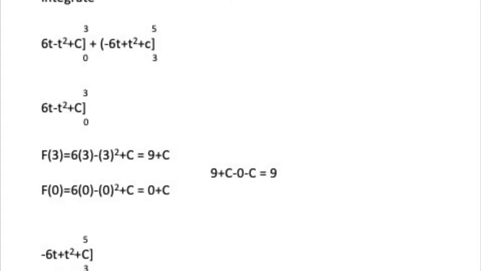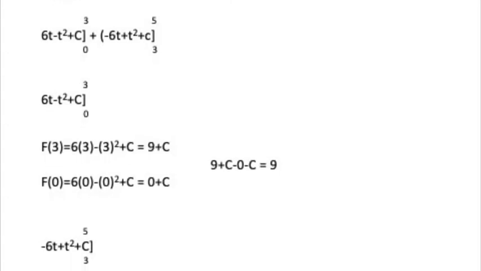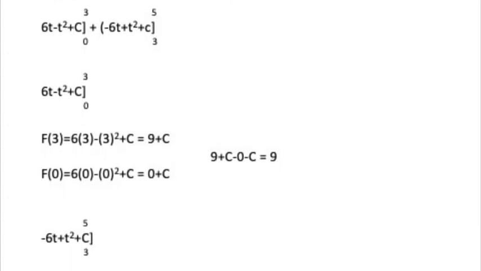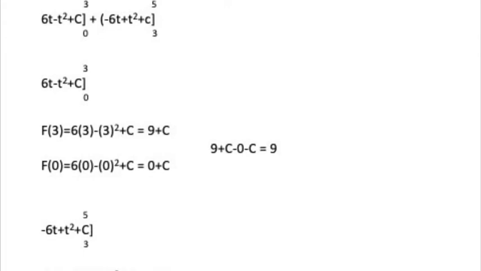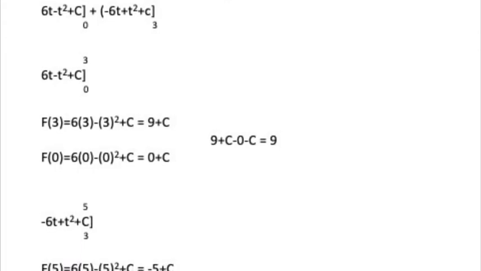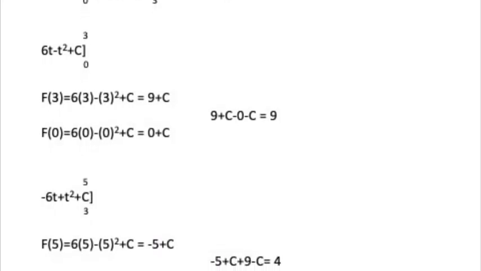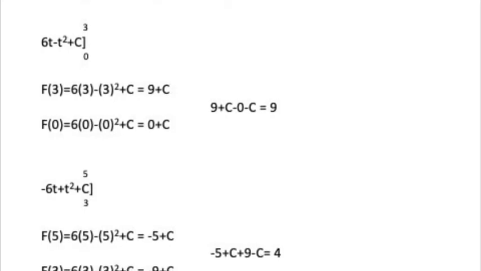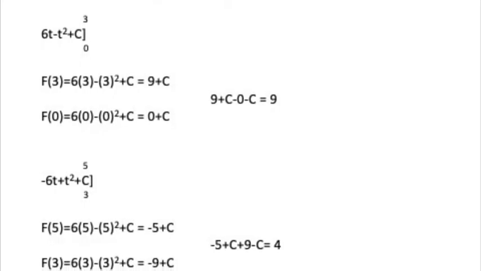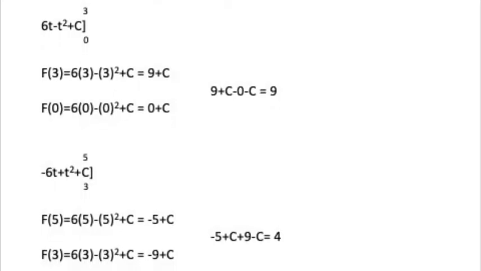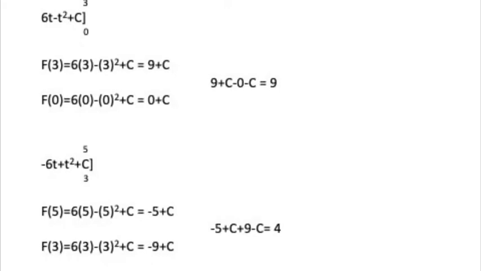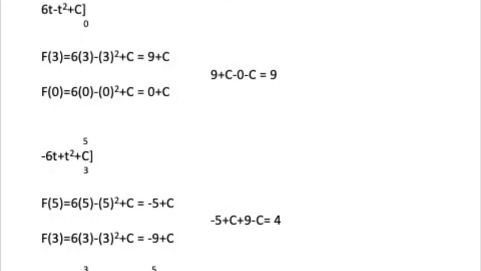Then we need to substitute with our values of b and a. In this case, b equals 5 and a equals 3. We substitute the values with the t, and we know that f of b equals minus 5 plus constant. We have to do the same process with f of a, and after doing it, we know that f of a equals minus 9 plus constant. Then we subtract b minus a, so we got 4.